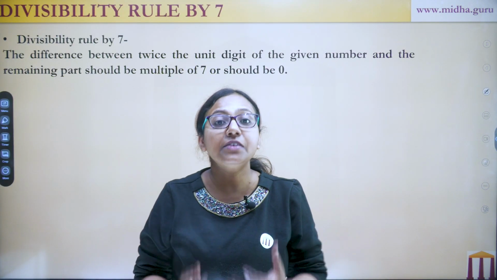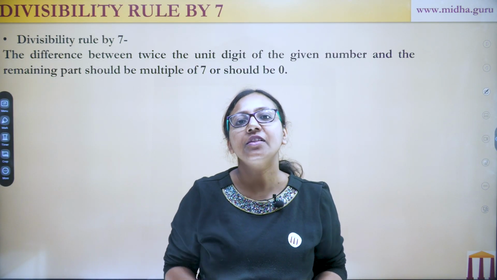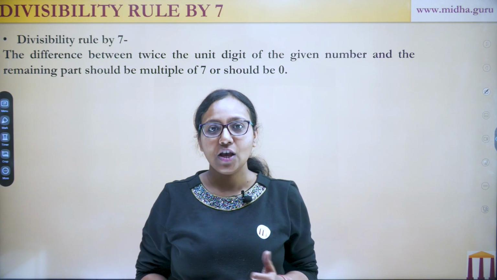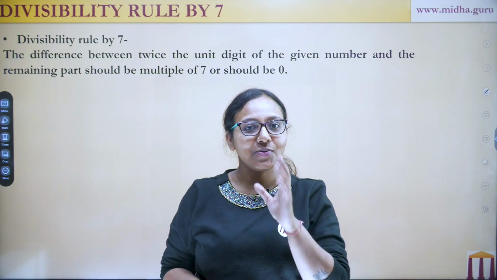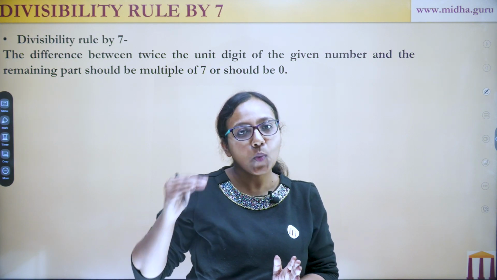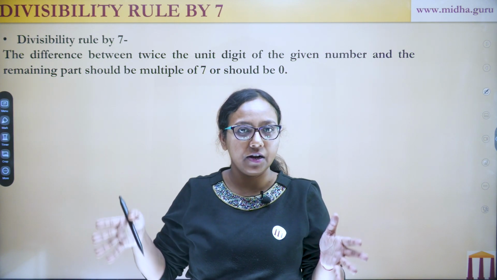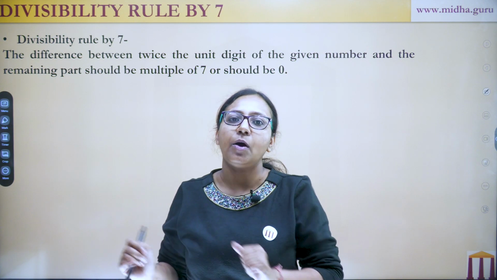Let's understand the divisibility rule by 7. Most of the students make mistakes here, so we have to look at it properly. What we need to do is to get the difference between twice the unit digit of a number and the remaining part of the number.